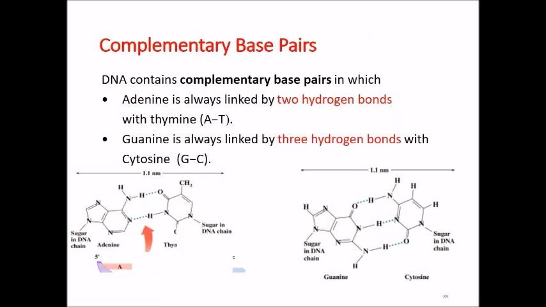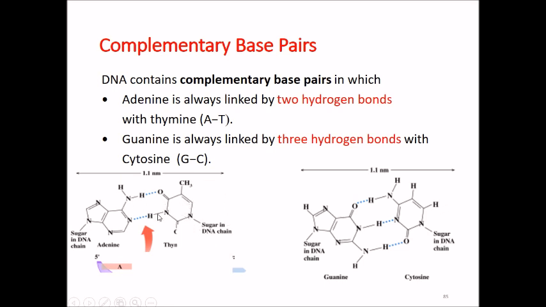Okay, now let's look at the complementary base pair. Complementary base pair is the pairing between one nitrogenous base of a nucleotide with the nitrogenous base of the second nucleotide.